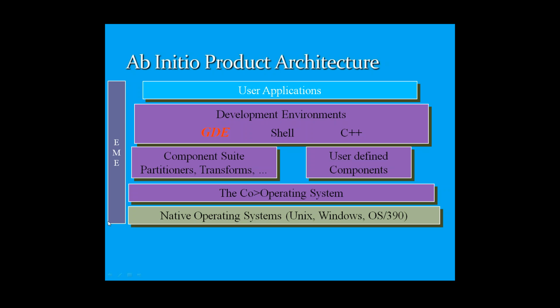So this EME is used to perform check-in and checkout operation and version controlling, and this co-operating system is used to convert the graphical code into the Unix understandable format. So this is the architecture here. If you have any questions about architecture, you can go ahead.